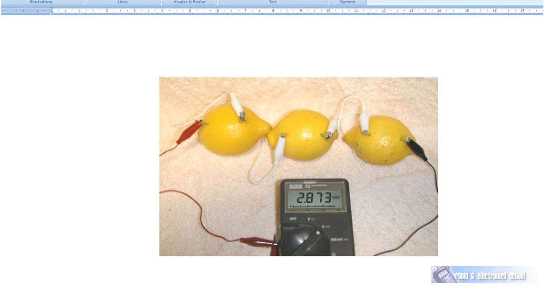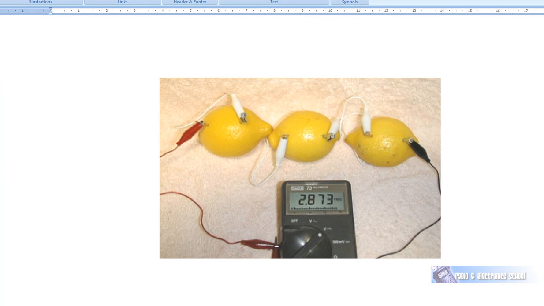You could use a lemon battery like this, if you had enough lemons, to produce 9 or 12 volts, and you could power a little transistor radio, or you could power maybe some LEDs. I've had LEDs running on lemon batteries for weeks. So just in summary, when cells are connected in series, the output voltage of the battery increases. When cells are connected in parallel, the current capacity of the battery or cells increases.